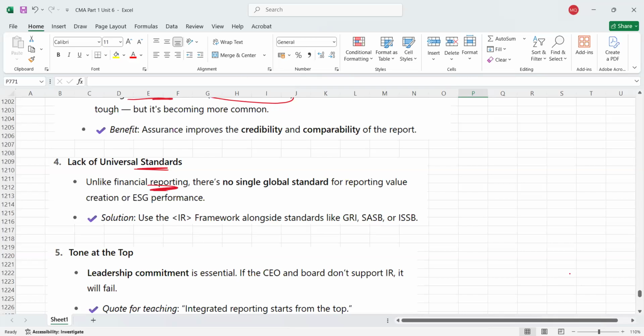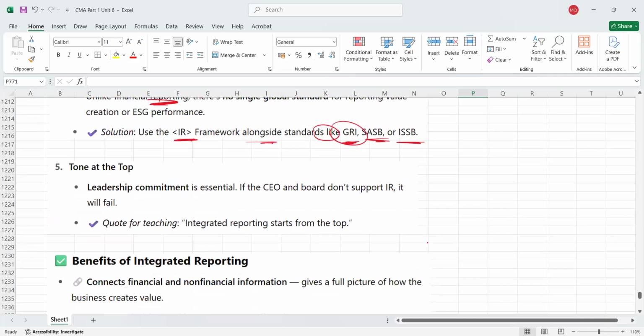Unlike financial reporting, where we have IFRS and US GAAP to do the accounting, there is no single global standard for reporting value creation or ESG performance. There are some guidelines, but not a set standard like US GAAP and IFRS. Okay, so what's the solution? We can use the integrated reporting framework alongside standards like GRI, Global Reporting Initiative, Sustainability Accounting Standards Board, ISSB, etc.